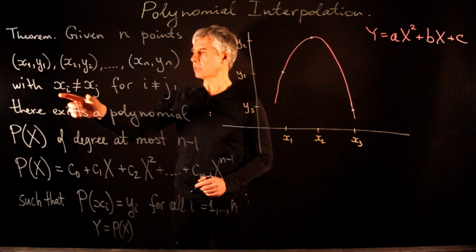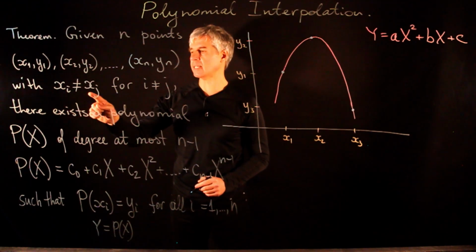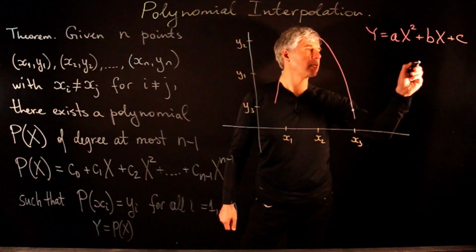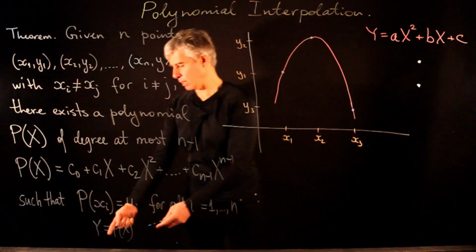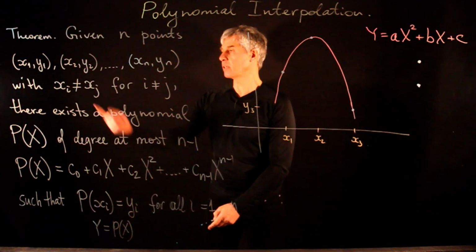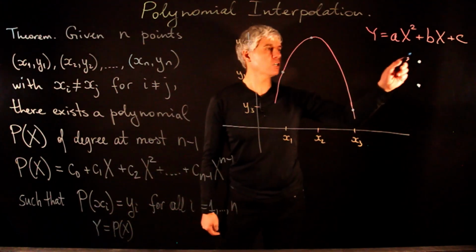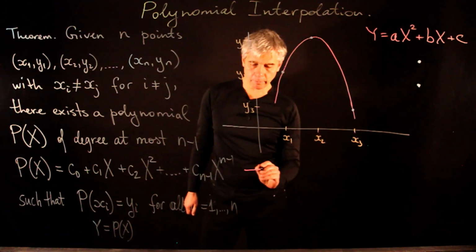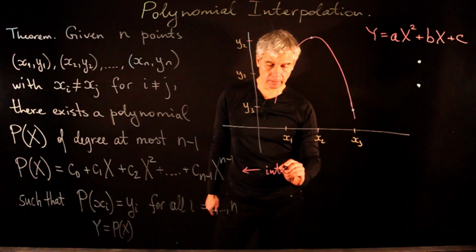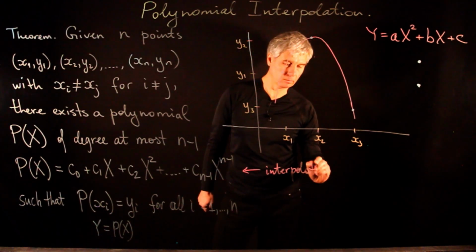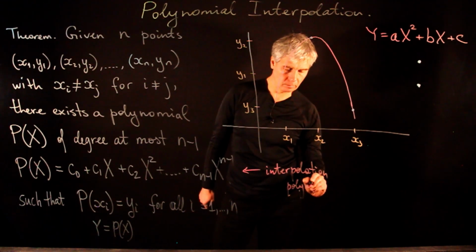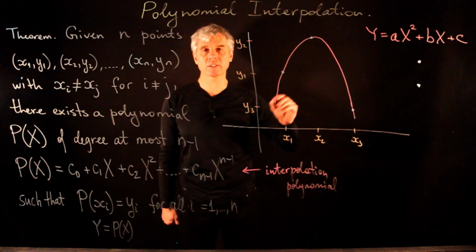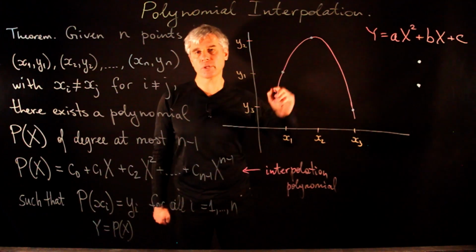And it is natural to consider this restriction that xi must be different from xj. So this means that we are not allowed to have 2 points on the same vertical line, because here we're trying to interpolate these points with a function, and a function cannot assume two different values for the same value of the argument. So this polynomial is called interpolation polynomial. And the procedure of finding a curve that passes through given endpoints is called interpolation.